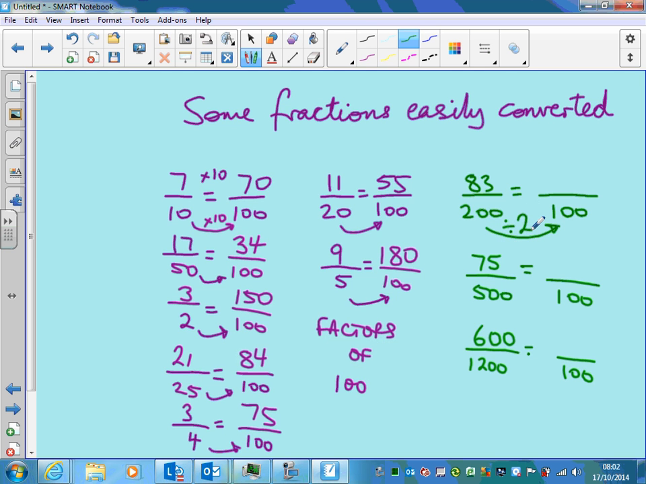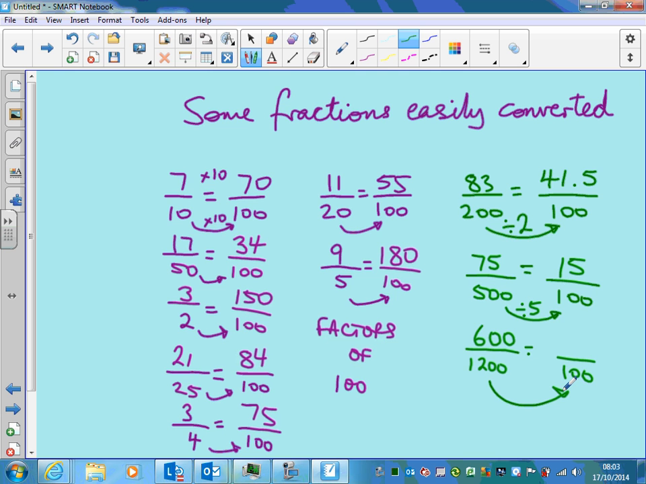200 divided by 2 is 100. What's 83 divided by 2? That's right, 41.5. Yes, you can write the fraction in that way for the purposes of making it into a percentage or to understanding what it is as a percentage. It would be 41.5%. 500 divided by what makes 100? Of course, divided by 5. How many 5s make 75? 15 5s make 75. Take your time and work it out. I'm much better at maths than you are. This is an easy one, isn't it?